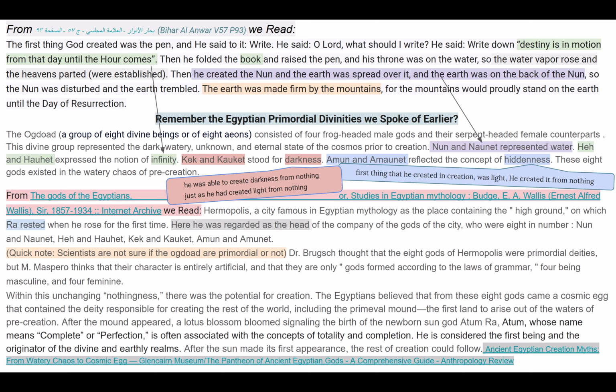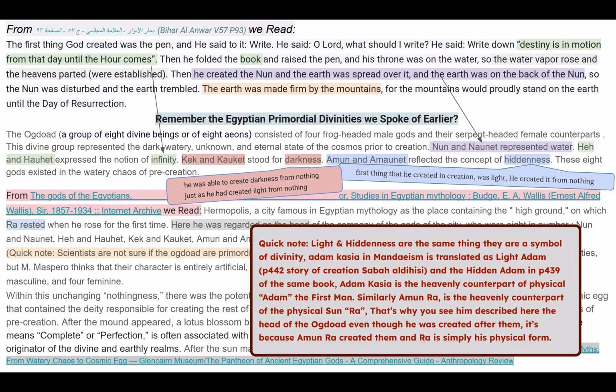Light and hiddenness is the same thing. Okay, light and hiddenness is the same thing. Let me just show you one quick thing. Light and hiddenness are the same thing. They are a symbol of divinity.